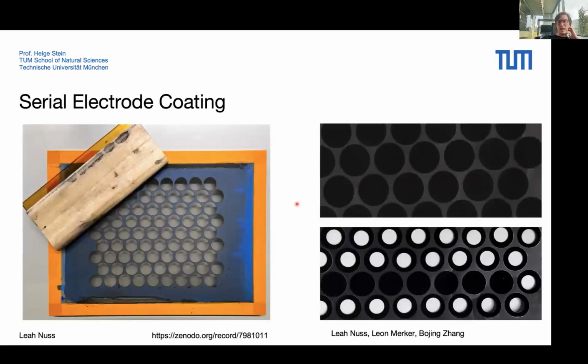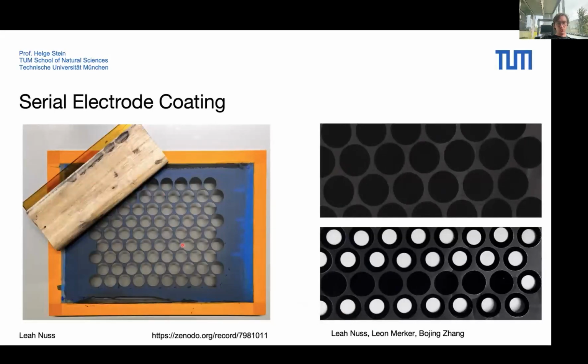So, okay, if we can talk to your machinery to get the data to eventually do some actual machine learning on experimental data, you also need to make materials. And this is one example. This is actually from the master thesis of Lea Nuss, who's now starting a PhD thesis with me.